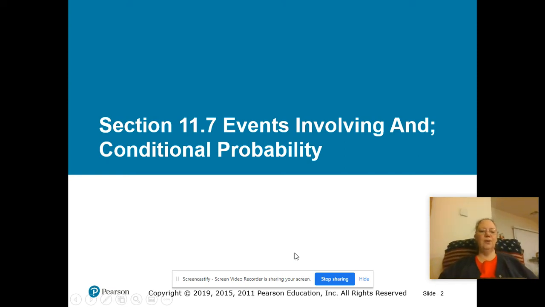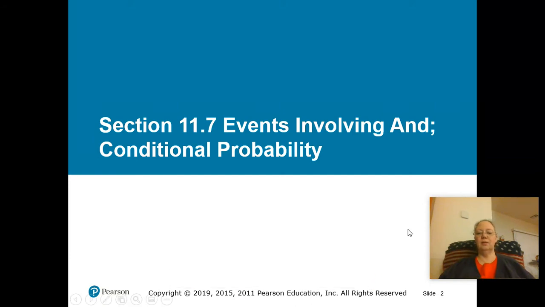All right, we are going to be talking about section 11.7, events involving "and." In the last section, 11.6, we did events involving "or." Remember with "or," we had to add the probabilities together. So what's the probability of a king or a queen? We would add the probabilities together. This time we're going to do events involving "and," and then we're also going to talk about conditional probability.